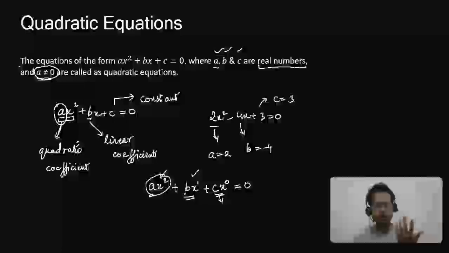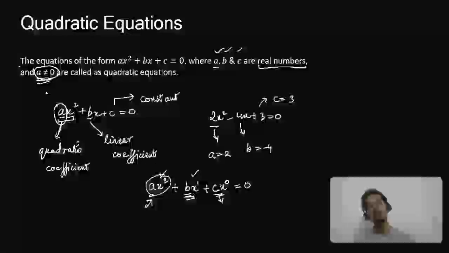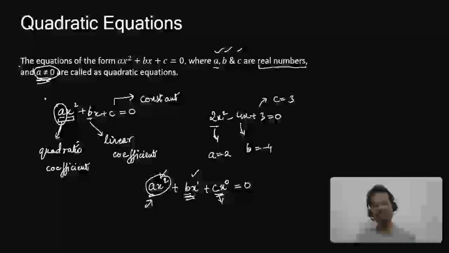My b term, b can be 0. That is not a problem. c can be 0. They can have any real value. a also can have any real value, but not 0. If this becomes 0, then my entire thing of quadratic falls apart, because this is the only term that makes this equation quadratic, I need that. So that's why we have said that a specifically should not be equal to 0.